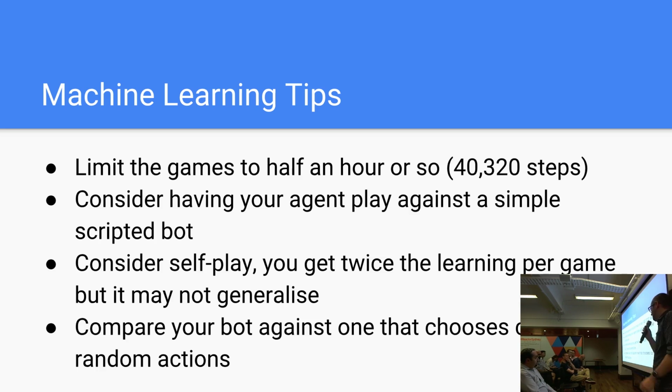And then when you're measuring your success, compare your bot against one that chooses completely random actions. So turn the learning off and tell it to just do whatever it needs to do. And then you can compare the win rate and go, well, if it just does things randomly, what's the win rate? 10%, 15%, 30%? And then if your agent does better, great. If your agent does worse, maybe it's learning something it shouldn't do.